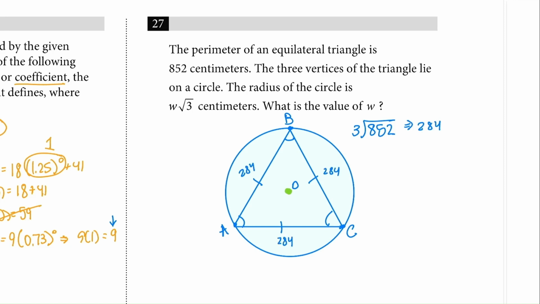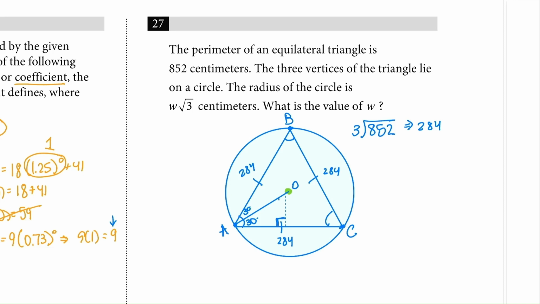Now, if we were to connect a radius, so let's just use A and O, okay? That's going to be one of the vertices of our triangle, and the center O. That's going to make this a 30-degree triangle. And we can go ahead and draw this line straight down to the bottom, okay? And that's going to make a right triangle.